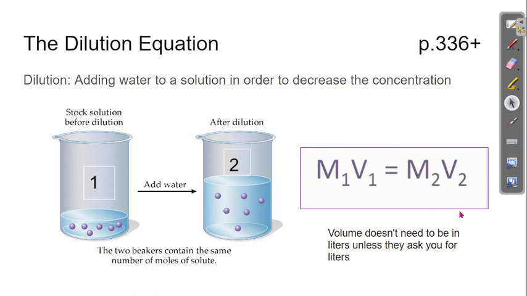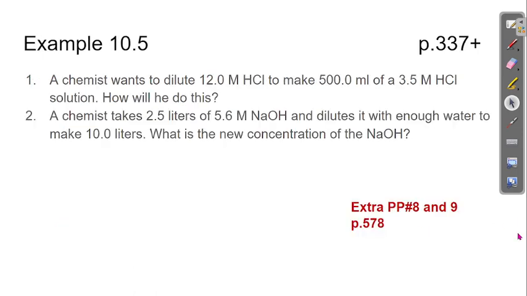But in this formula, the volume does not need to be in liters unless they ask you for liters. It has to be the same unit in both sides for volume. So milliliters and milliliters, or liters and liters, or deciliters and deciliters, it has to be the same unit, but it does not need to be liters unless the problem asks you to give the answer in liters. And you'll see what I mean in a second. Okay? So let's look and see how this works.